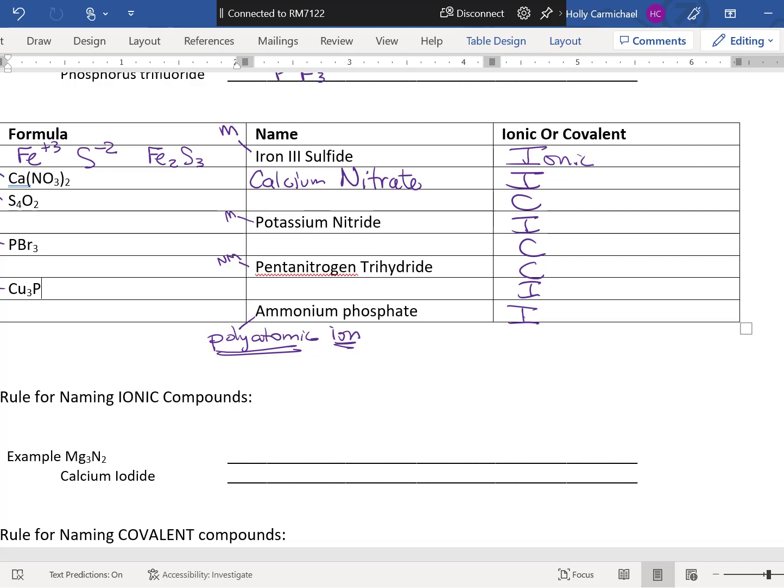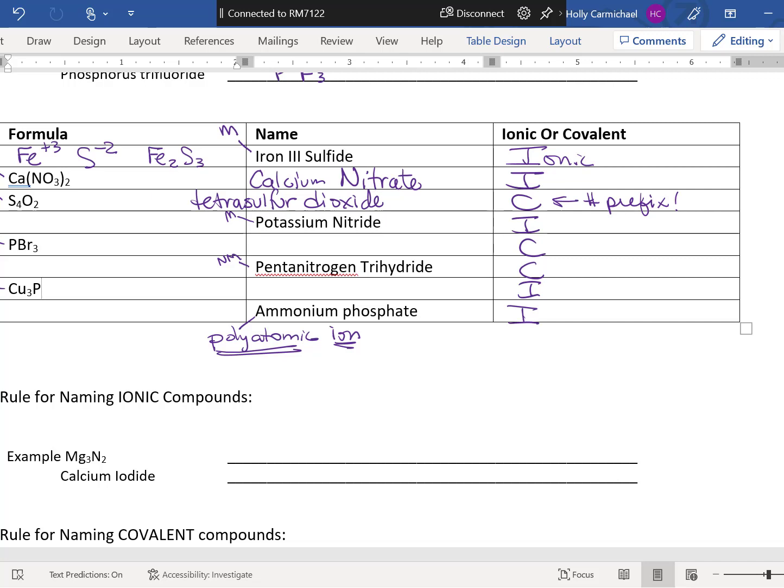Next one. S4O2 would be tetrasulfur dioxide because it is covalent. So I've got to use the number prefixes when I have something that's covalent.